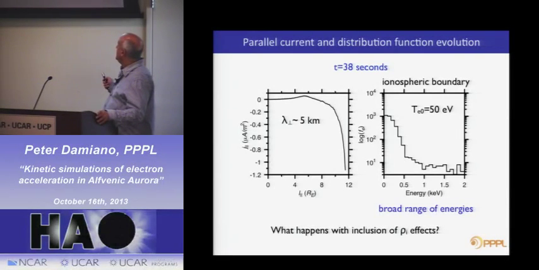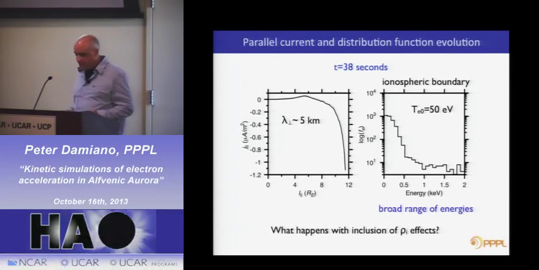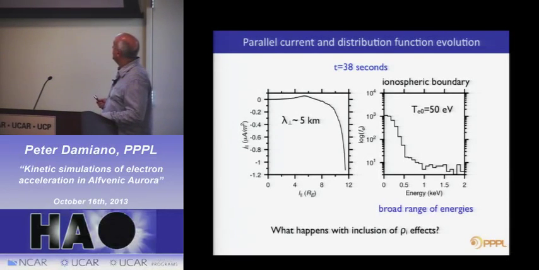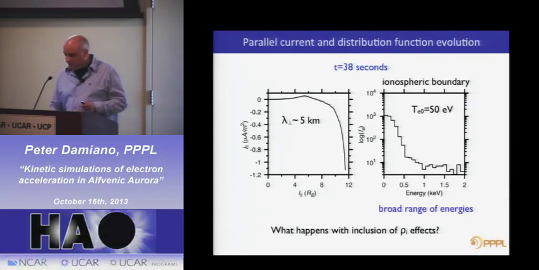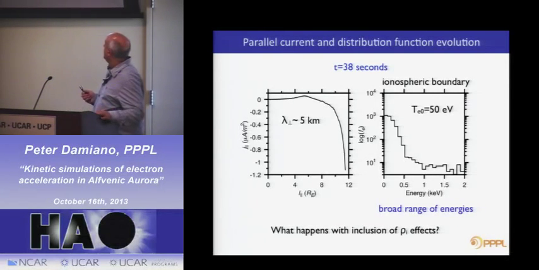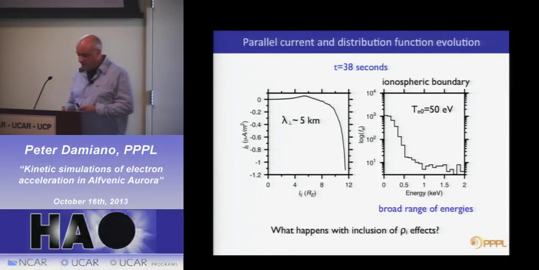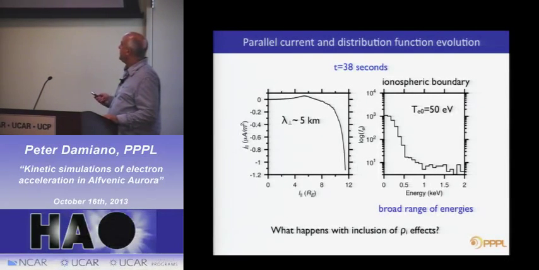And this shows you the accelerated electron distribution at the ionosphere. We started with a background temperature that is actually very cold for magnetospheric plasma, 50 eV, but the end result is a very broad distribution of energy, as would be expected for the case of the broadband aurora. So qualitatively, we're producing results that are consistent with other studies and consistent with observations.